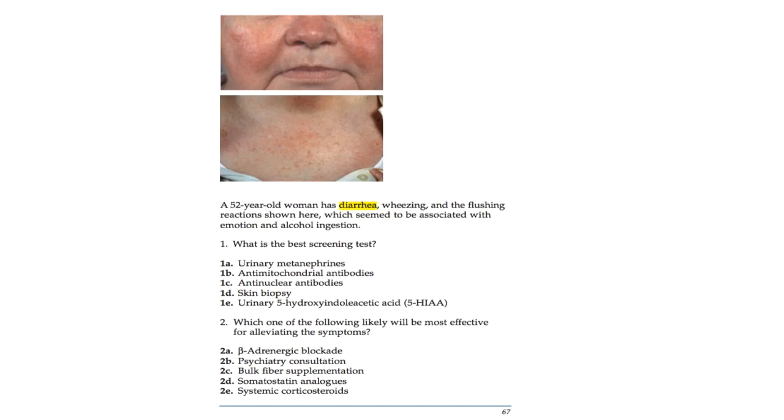So the answer here, if you look at the classic triad of diarrhea, wheezing, and flushing, this equals carcinoid, right? And the test that we do for that is the 5-hydroxyindole acetic acid, 5-HIAA. Which one of the following likely would be most effective for alleviation of symptoms? The answer here is going to be D, somatostatin analogs.